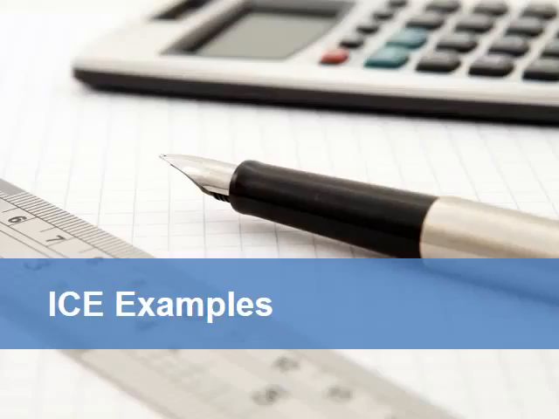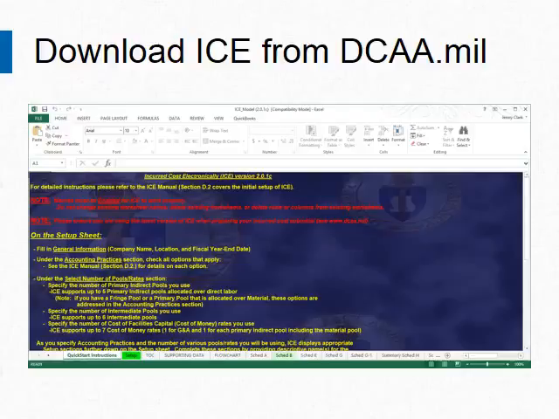So let's give some examples of the ICE cost electronically. First off, I mentioned you can go download it off DCAA.mil. They also have a demo copy of the ICE, and some people find that useful. You could try to print this out, but you've got to set all the ranges. It takes some time.